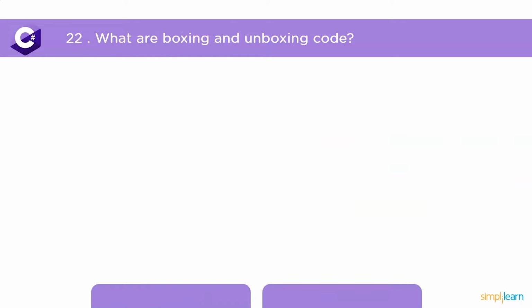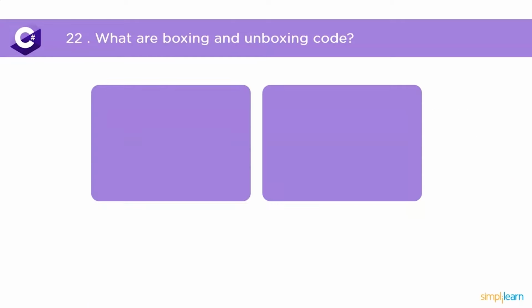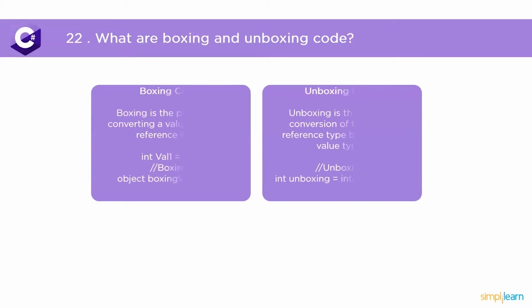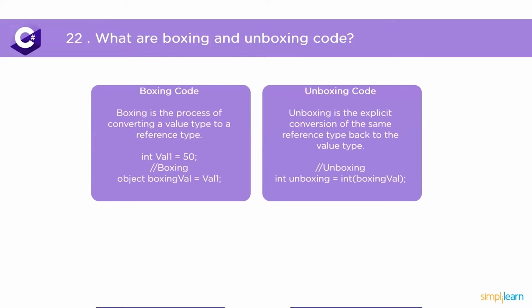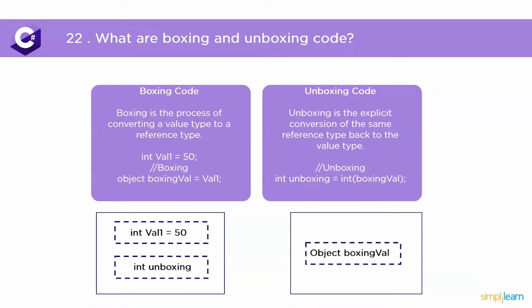The next question is, what is the difference between boxing and unboxing? Boxing is converting a value type to a reference type. At the same time, unboxing is the explicit conversion of the same reference type back to the value type. The following is an example. Val1 is 50, which goes through the boxing process, and val1 is converted into the object boxing val, which is then converted back into an unboxing variable after the boxing process.